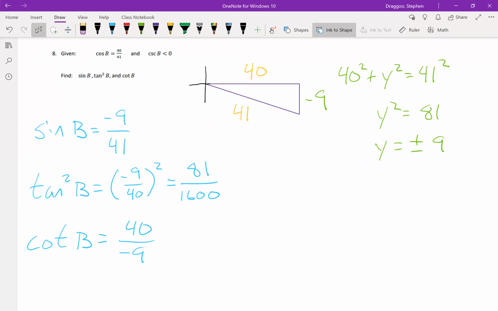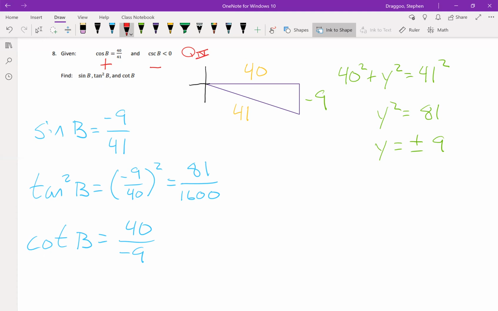In problem 8, I know that cosine is positive while cosecant is negative. Keeping in mind that cosecant has the same sign as sine, this must be in the fourth quadrant. Since that's the only quadrant where cosine is positive and something else is negative.